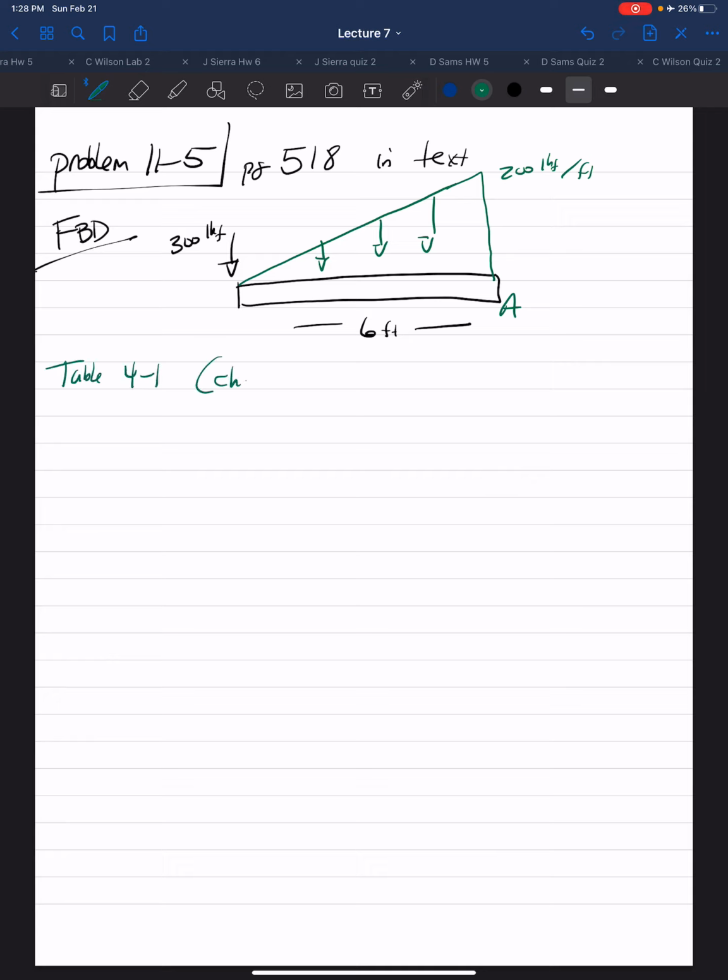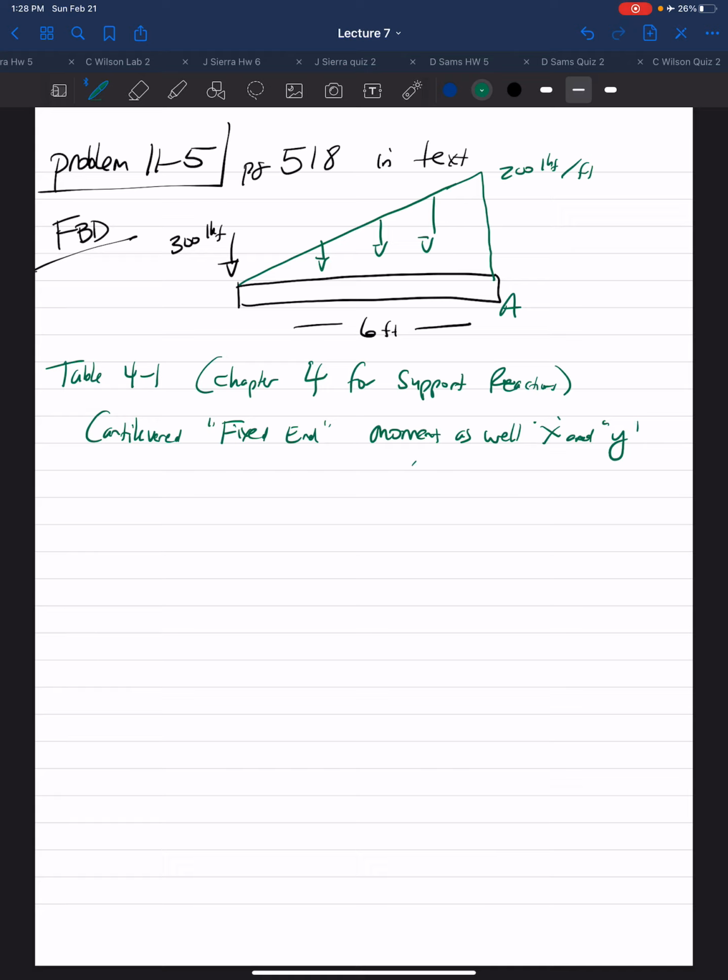And we know from our table 4.1, in chapter 4, for support reactions, cantilevered or fixed in, you have to account for a moment as well as your X and Y direction forces.